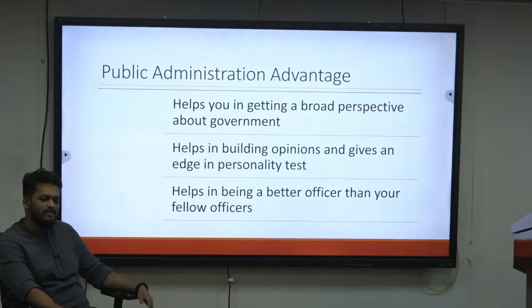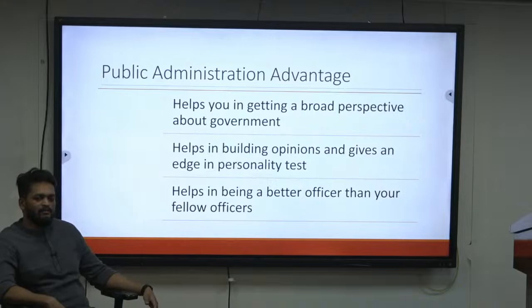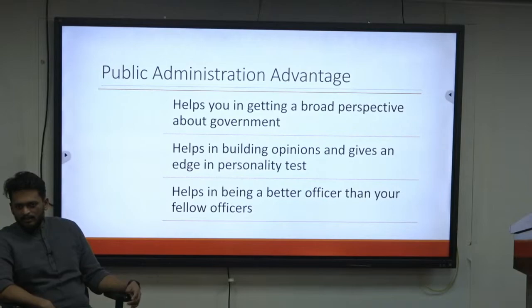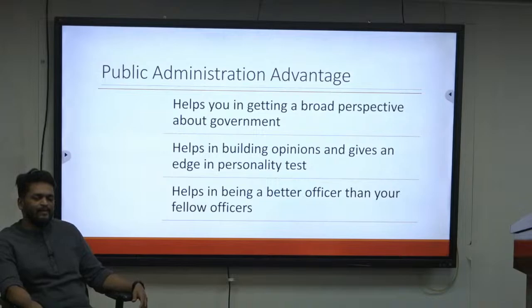For MBA graduates, or people who have studied management, about 60% of government administration and private administration is the same. Can anybody identify some common factors between private administration and government administration? Imagine you are working in government as district collector, or you are working as a senior manager in some corporate entity, you will have people reporting to you or not. You have subordinates, you have to give orders to them and they have to do that work.